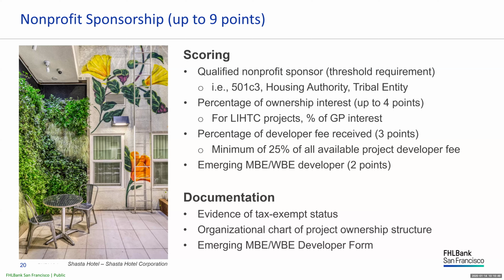Make sure to select the correct response here. If you mark that the project has no developer fee, and we note a developer fee in the budget, then you may not receive the 2 points.